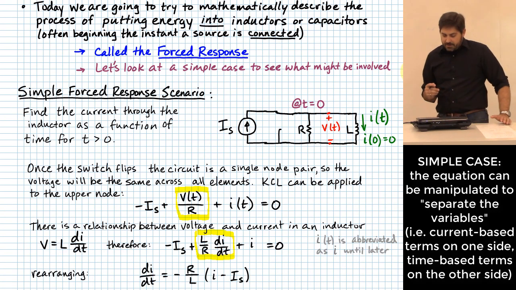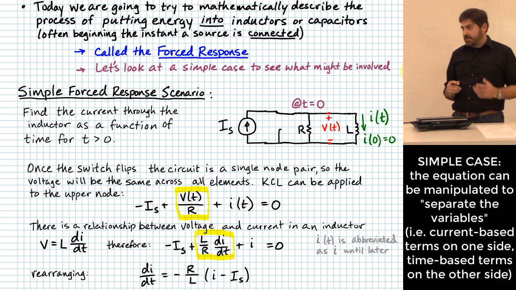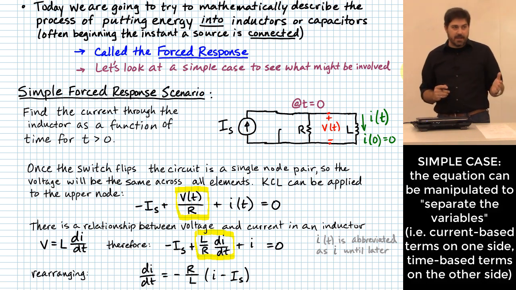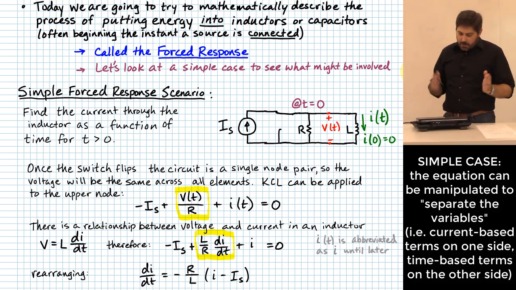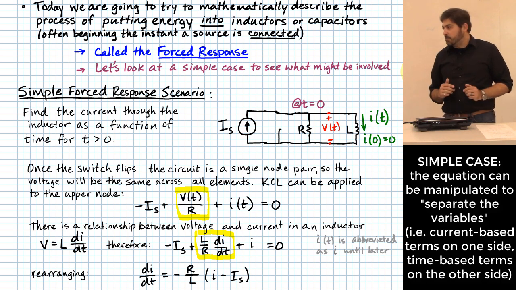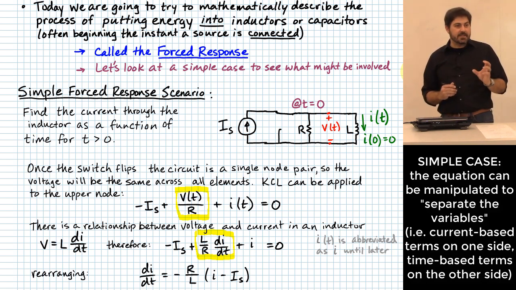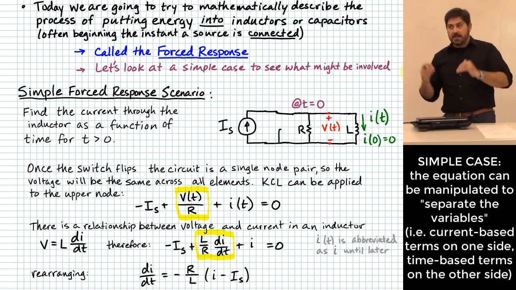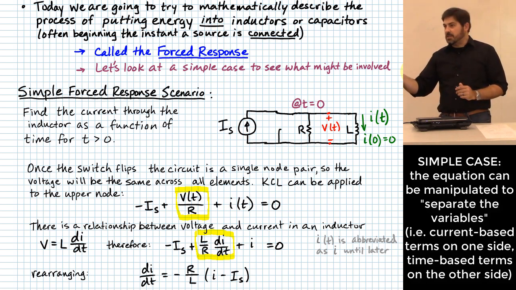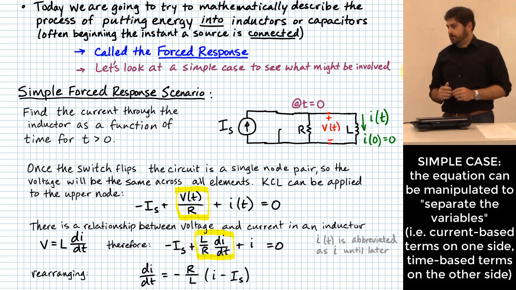All right, so once I get this essential equation at the bottom of the page, we can rearrange that a little bit and isolate di/dt on the left side. And what we would have on the right side, once we isolate that, is minus R over L times i, lowercase i, that's i of t, minus Is, which is the current source current. So this is what we would end up with right there.